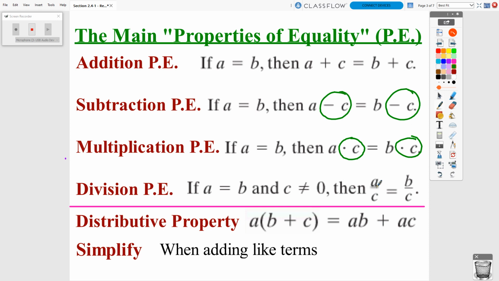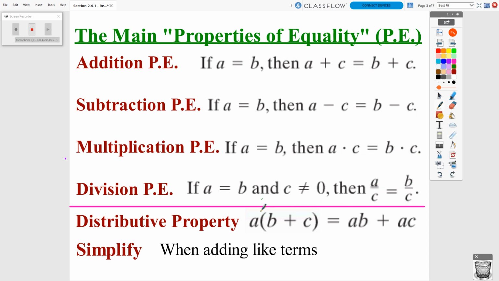And if I divide by something on the left side, I got to divide by something on the right side. Now notice this one has a little stipulation, right? C cannot be 0. Why not? Well, mathematically, we're not allowed to divide by 0. So you can divide by any number you want other than 0.